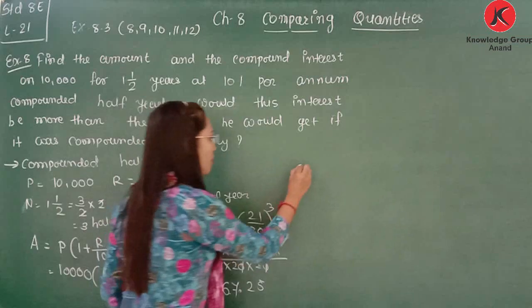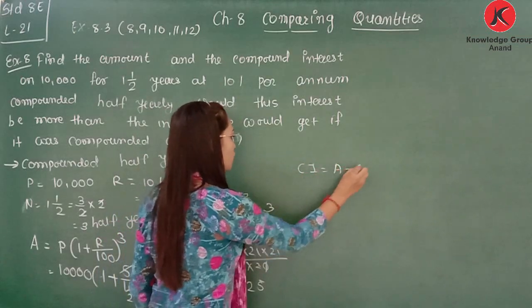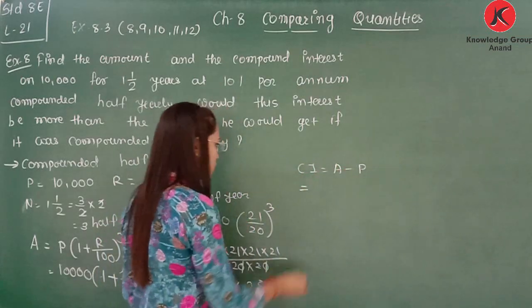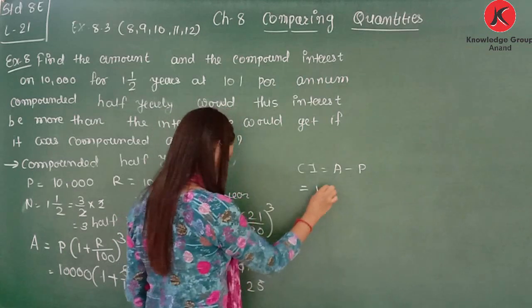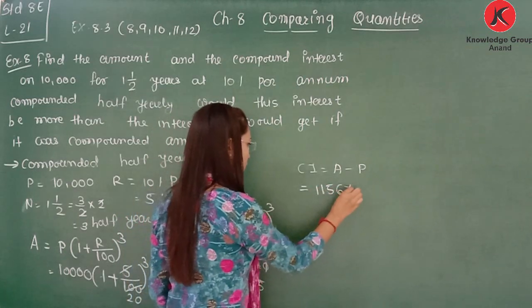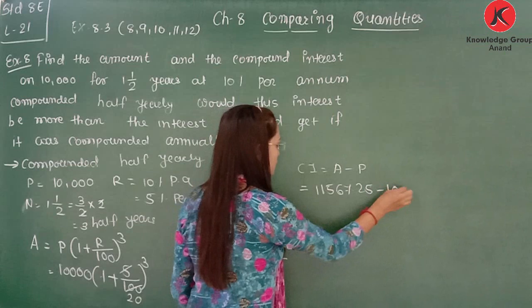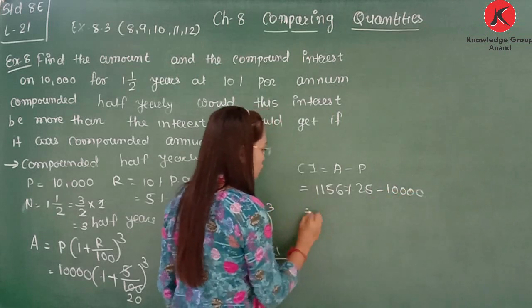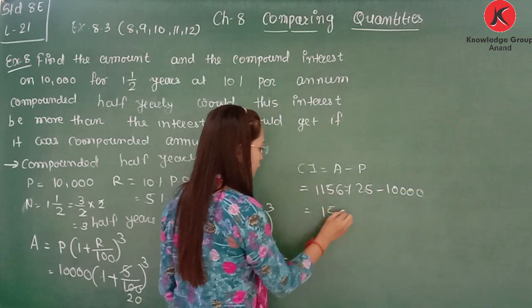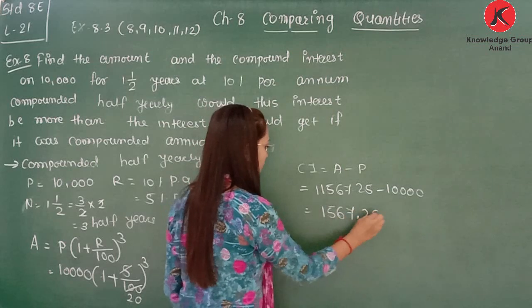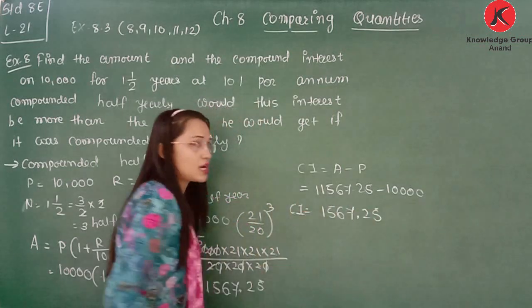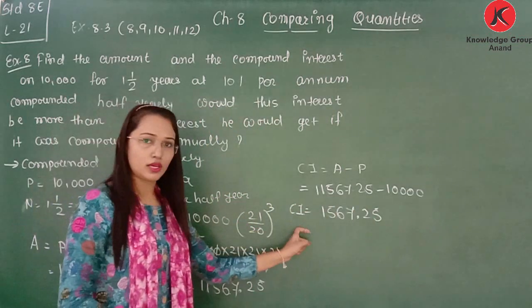Okay, so now you can find the compound interest: amount minus principal value. Amount is 11,576.25. Our principal is 10,000. So what is the interest? 1,576.25. So this is the compound interest when it is compounded half yearly.